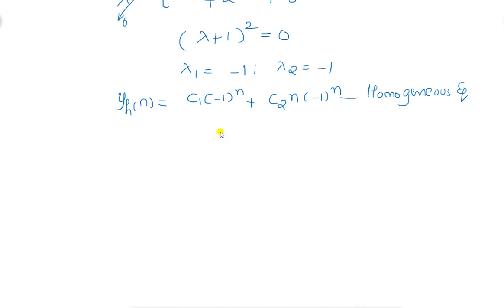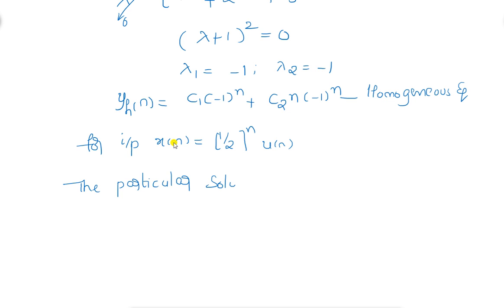After getting the homogeneous solution, now we consider the input. According to the problem, the input is x of n equal to (1/2) to the power of n u of n. For this input, we need to find the particular solution.